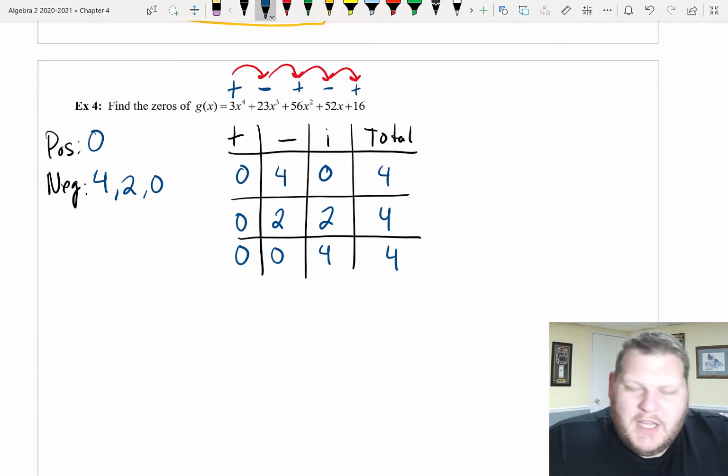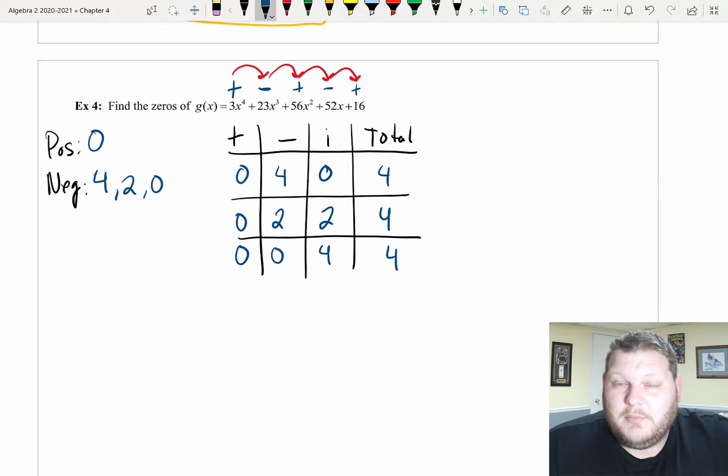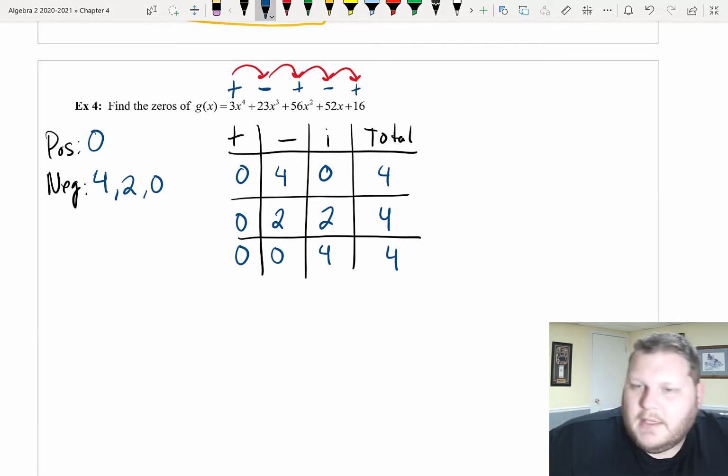I haven't shown you any, but we'll do one of those either in class today or tomorrow, depending on when you guys are watching this, where you could have multiple different possibilities for both positive and negatives, and I'll show you how that table looks when we get there. But at least now we have all of our different possibilities laid out here.